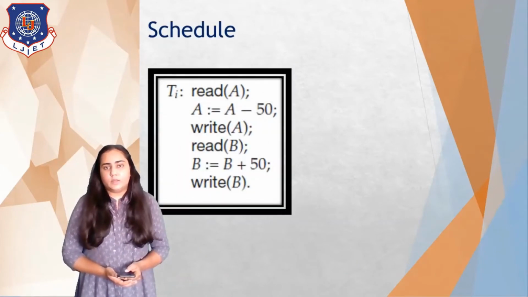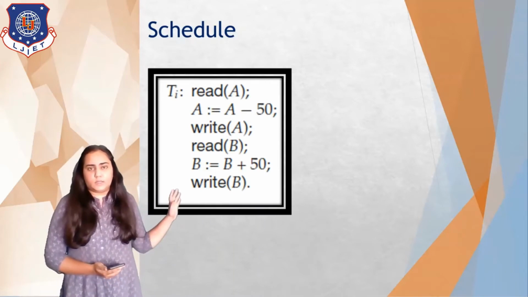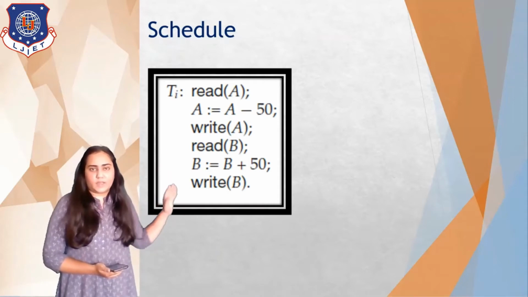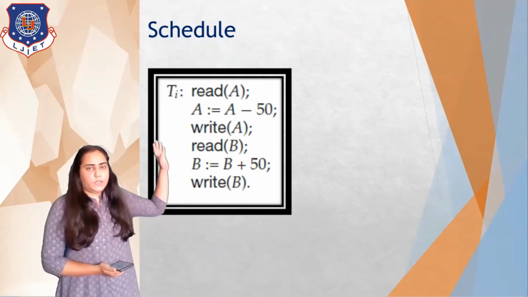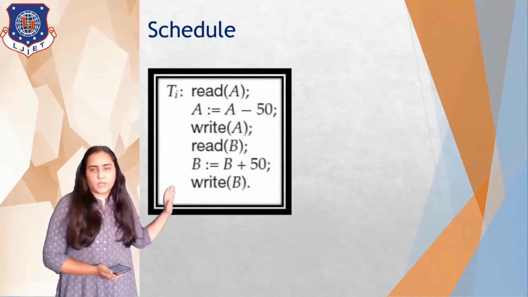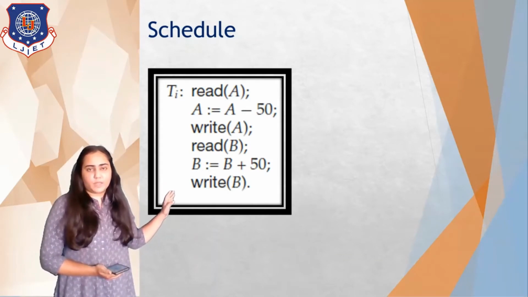First of all, we'll see what schedules are, and we'll see an example of a schedule. So consider this transaction. This transaction is a transaction T1, and here you can see there are two variables, A and B. And what this transaction does is it reads the value of A and then subtracts 50 from it and writes the same value back. And then it reads the value of B and adds 50 to it and writes it back.